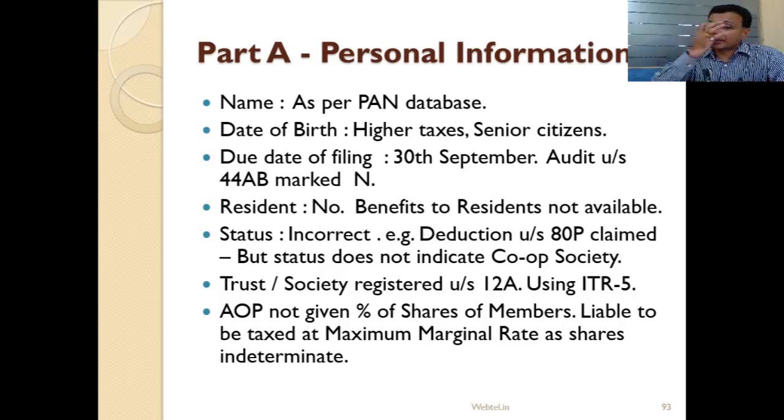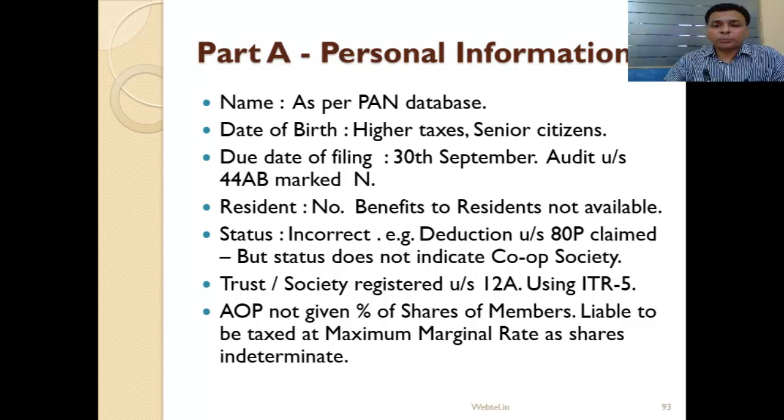Similarly, sometimes you are filing the wrong ITR, like in the case of a trust or society registered under section 12A. Some of you have used ITR 5, which is not correct. So please ensure that we are using the correct return.